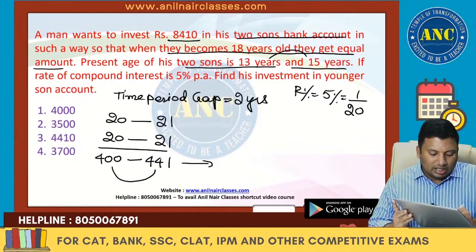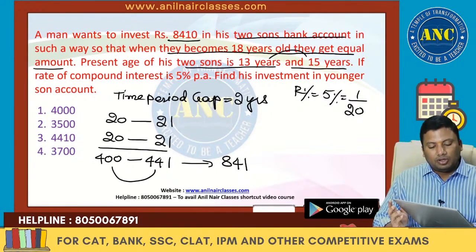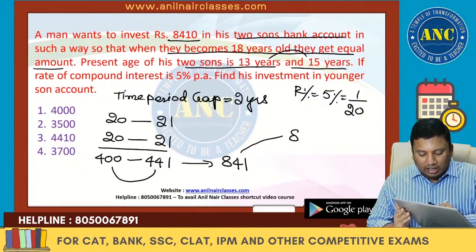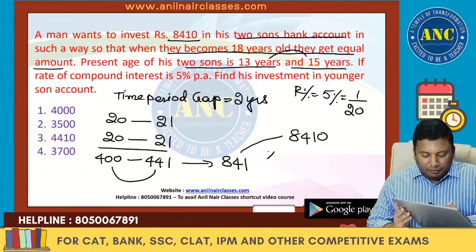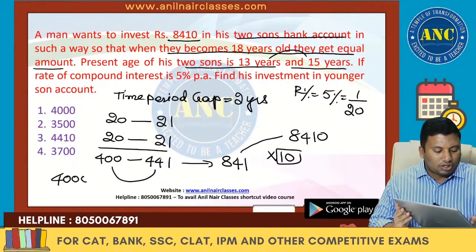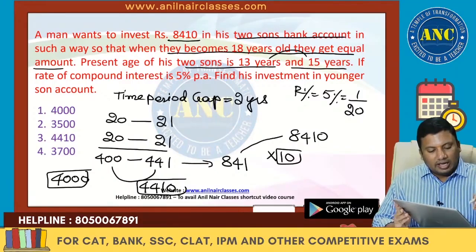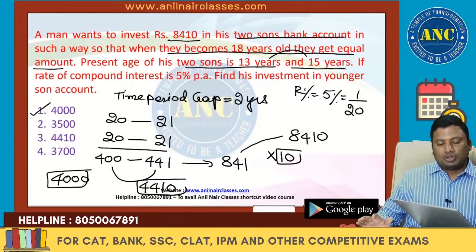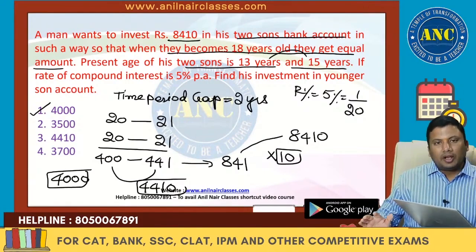The total is equivalent to 841, but according to the question it is 8410. So it is nothing but into 10. So 4000 and here it is 4410. 4000 and 4410. How much will the youngest son get? 4000. I hope it is clear.